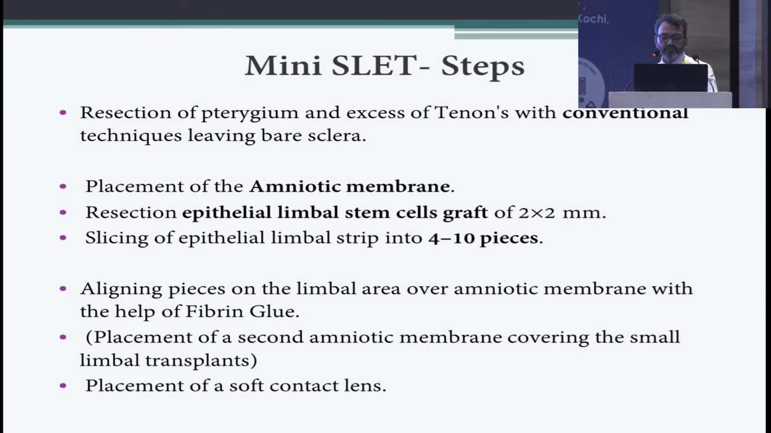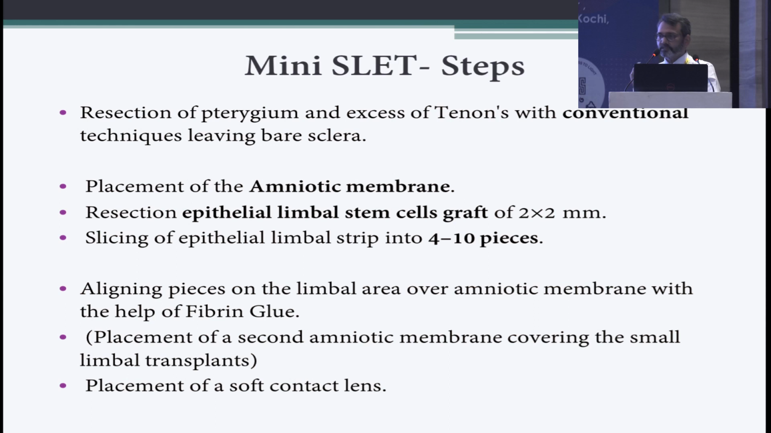The steps of the mini SLET technique are the resection of pterygium normally as we do, and excision of Tenon's with conventional techniques, leaving bare sclera. Then we don't use conjunctival autograft, we use amniotic membrane only. We place the amniotic membrane with the help of fibrin glue. Then resection of an epithelial limbal stem cell graft of only 2 by 2 millimeters from the area that is healthy.